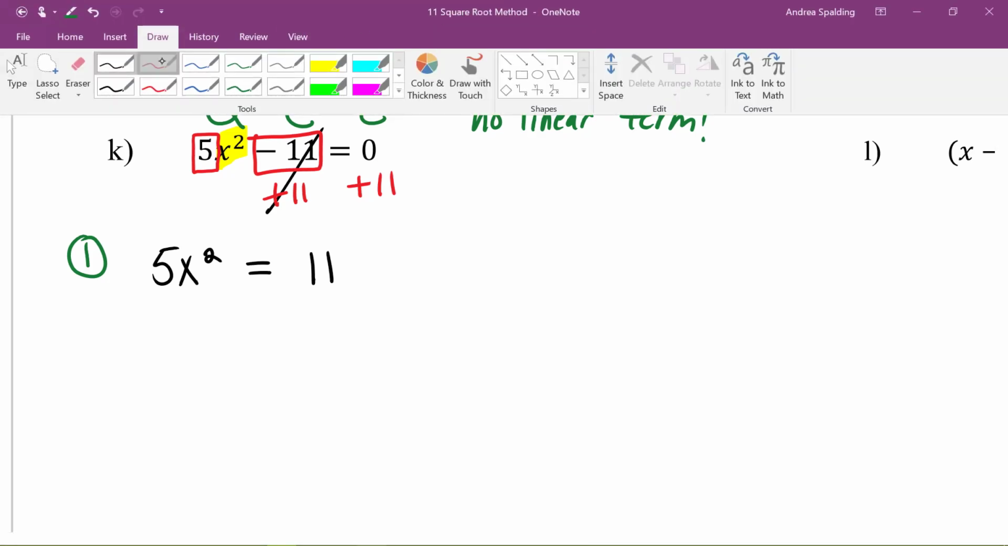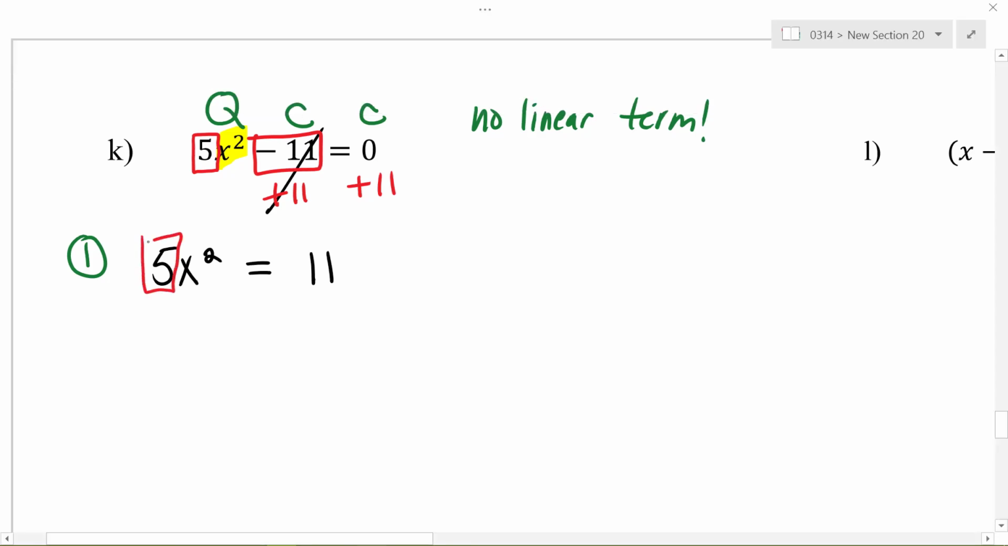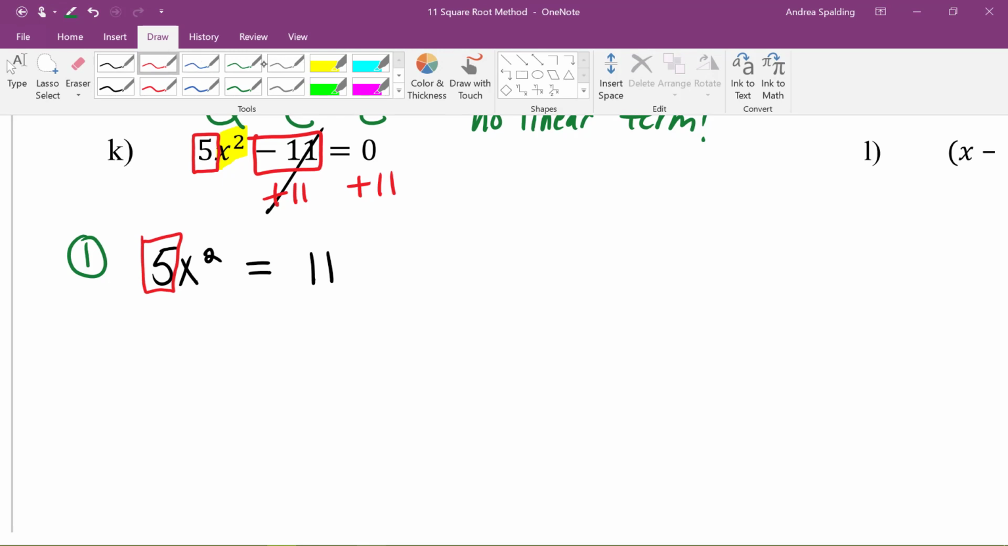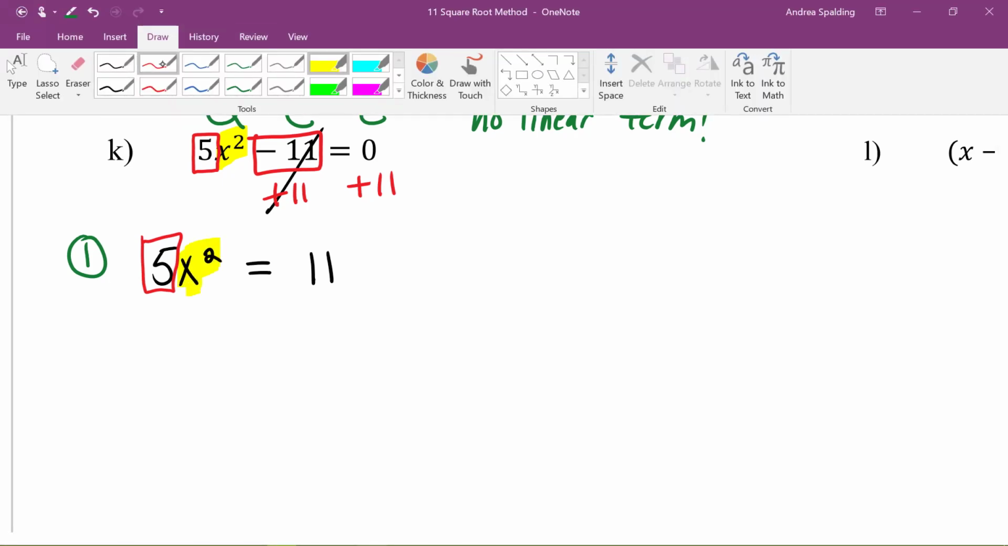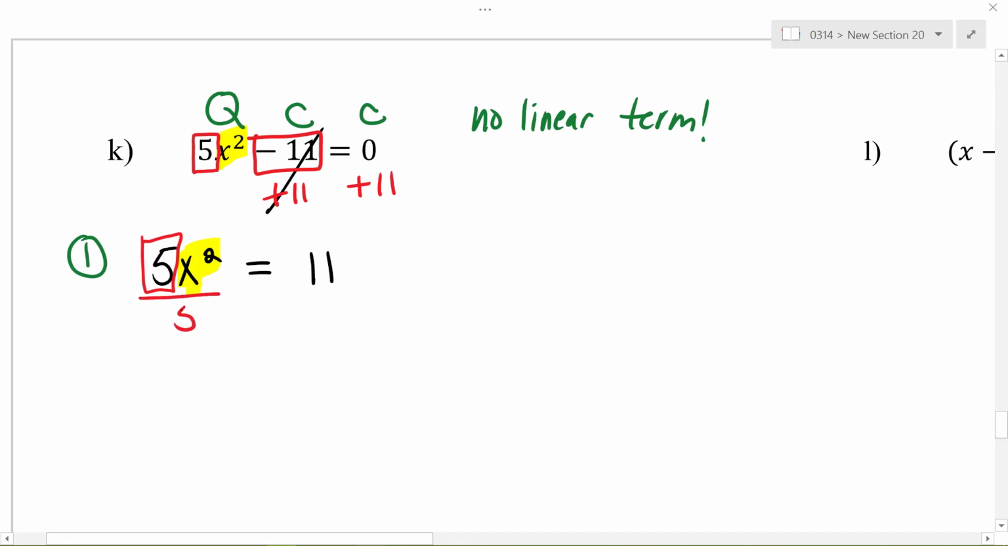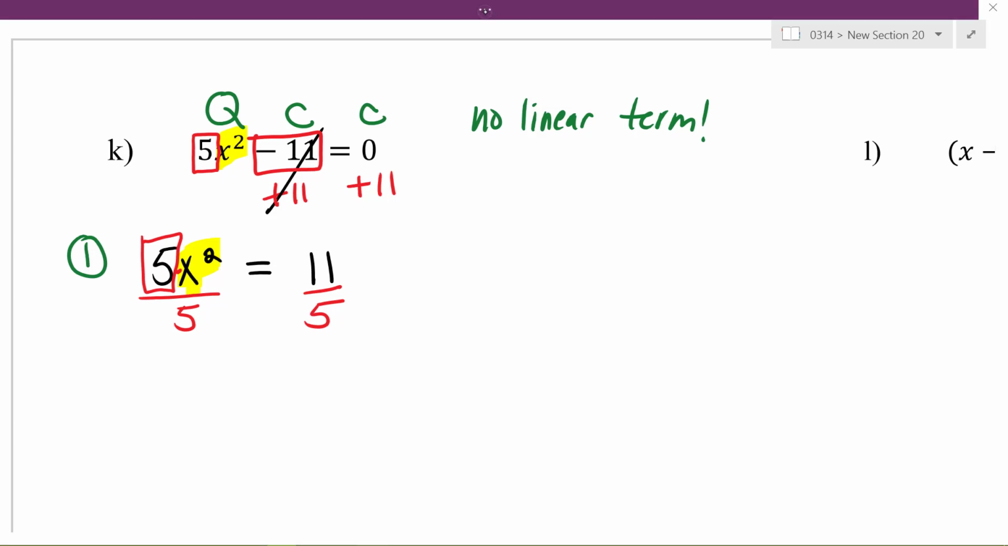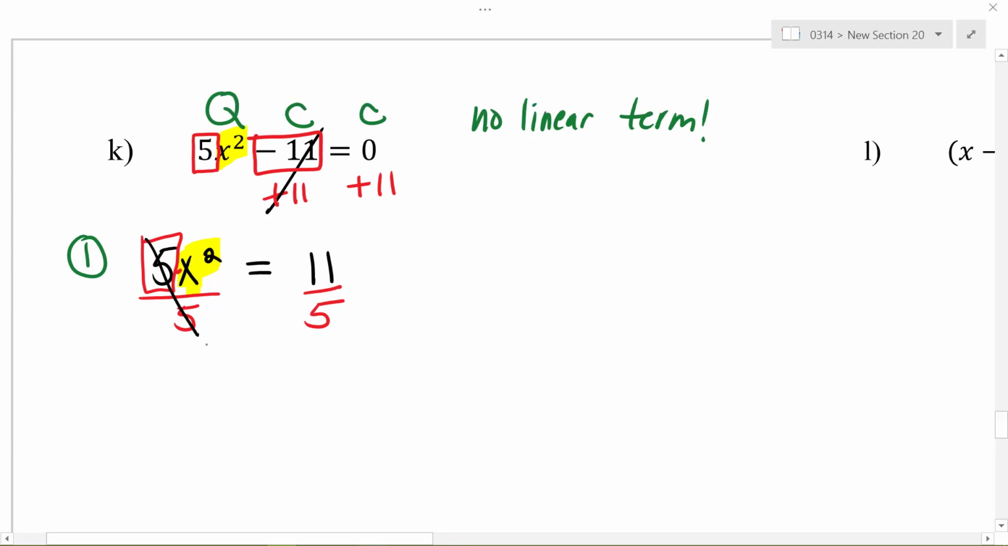We're not quite done yet. We still want to get rid of that 5. Remember, our goal here is to get x squared by itself. So we're going to do that by dividing both sides by 5. Remember that the original operation connecting 5 to x squared was multiplication, so I'm dividing because it's the opposite of multiplication. So the 5s cancel. I'm left with x squared is equal to 11 over 5.